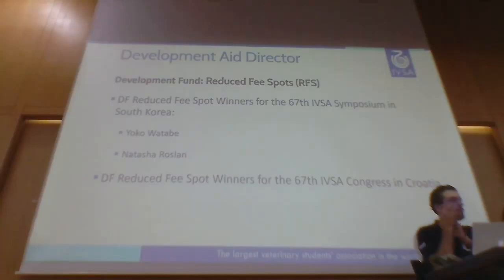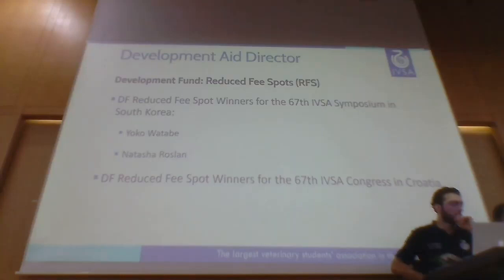And I would highly recommend people that are a bit short on cash but still want to go to Congress in Croatia to fill in the motivational form, because you could save a lot of money on it if you really need it. So yeah, we're going to give away more reduced fee spots for the Congress as well.